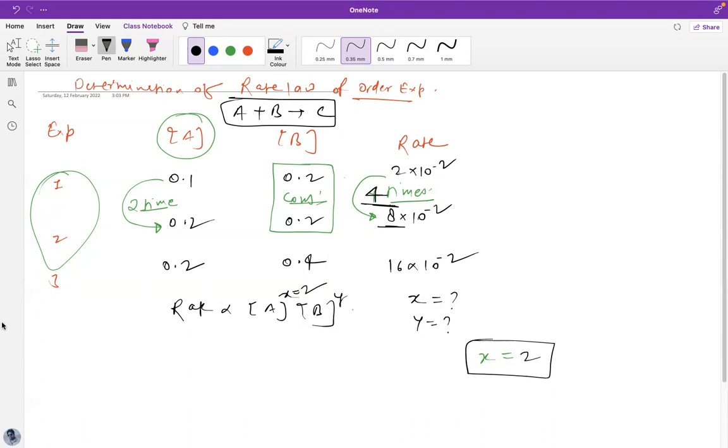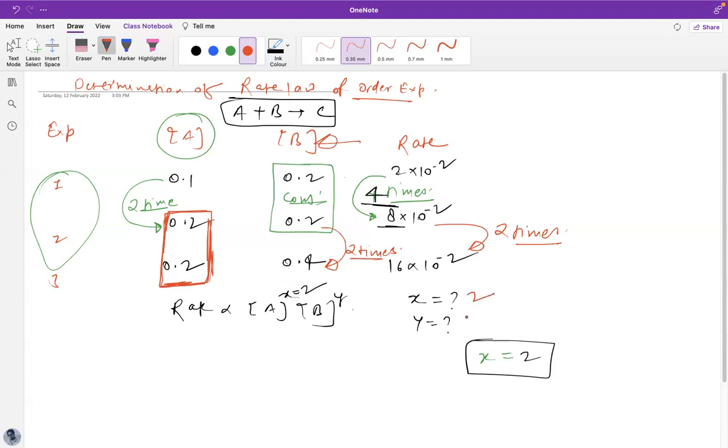Now we can check Y. If you are going to talk about B, then you will have to keep A constant. A is constant in this data. And now compare the change in rate. You can see 0.2 to 0.4, which means 2 times, and 8 to 16, that is also 2 times. Now tell me what should be the order of kinetics? Yes, first order. So X is equal to 2, Y is equal to 1.